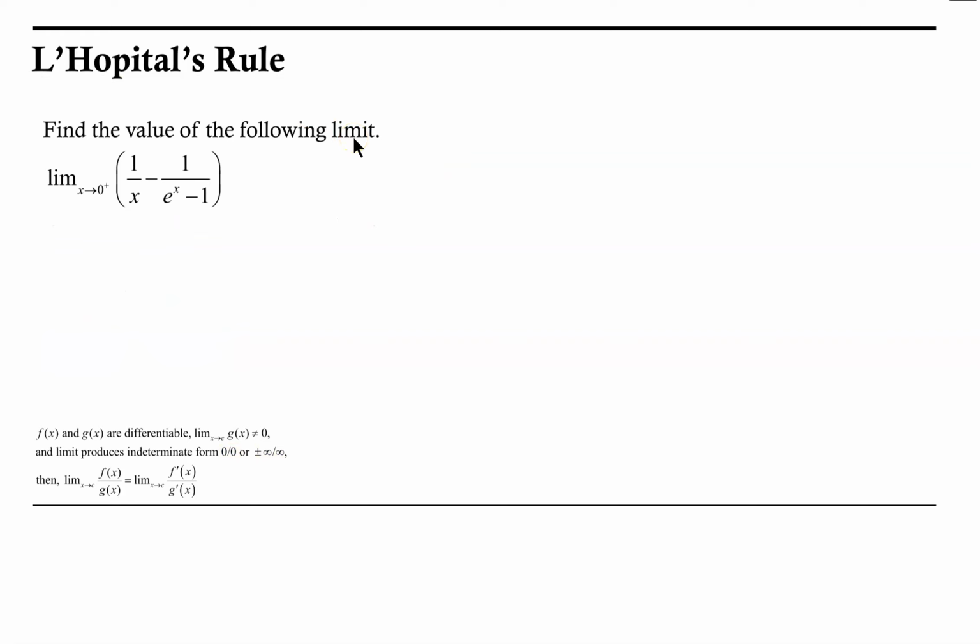Let's take a look at another example. We have the limit as x approaches 0 from above of 1 over x minus 1 over the quantity e to the x minus 1.